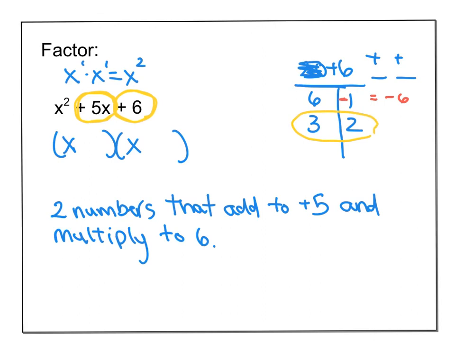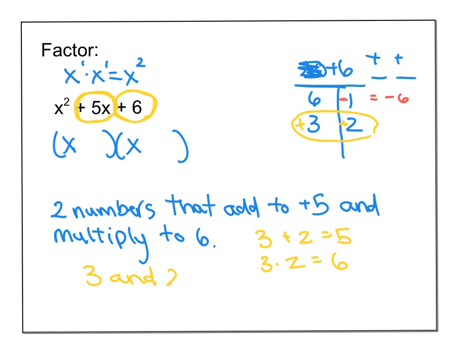Or 3 and 2. Let's think about it. 3 plus 2 equals 5. 3 times 2 equals 6. So I think I've got it. I'm going to use factors of a +3 and a +2. So my answer, what are two numbers that add to 5 and multiply to 6?